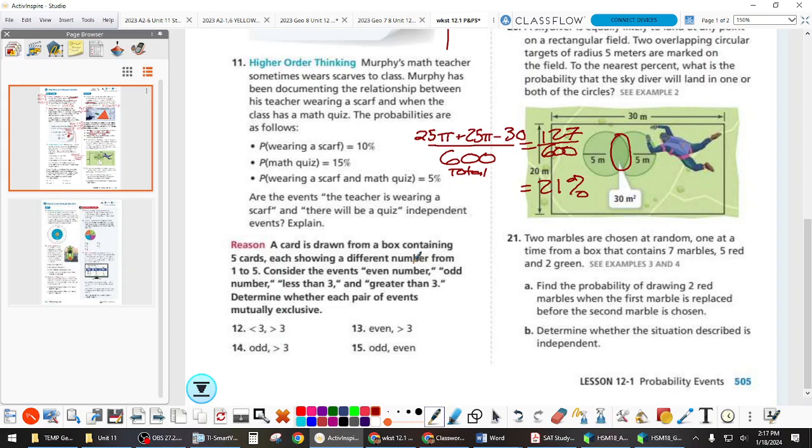Cool. Thank you. All right, so that's mutually exclusive, non-mutually exclusive probability. Give me a fist of five, though, that way. Fist of five. Okay.